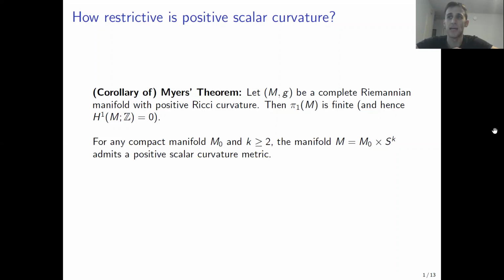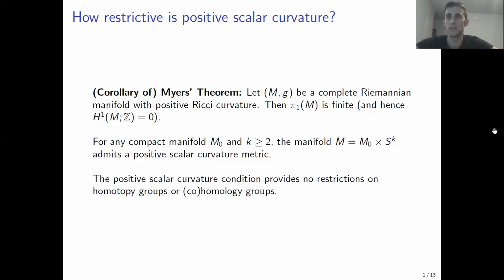The reason is that you can take any metric on M0 and the round metric on the k-sphere. Now, if you make the radius of the k-sphere very, very small, the scalar curvature of the sphere will become very, very large, and then the overall scalar curvature will necessarily be positive eventually. So you can always get positive scalar curvature on manifolds like this.